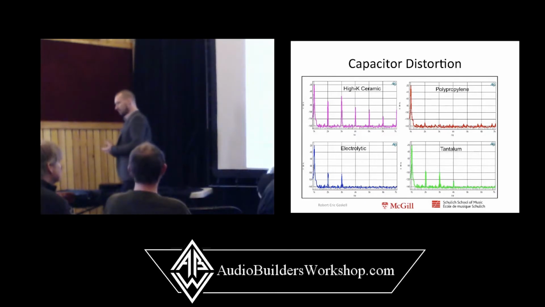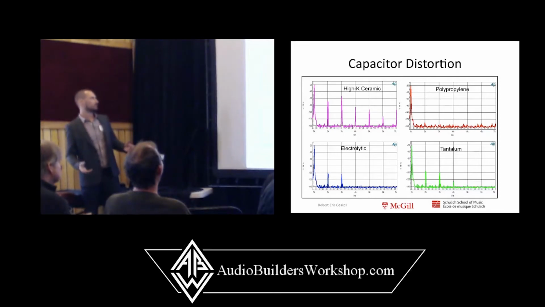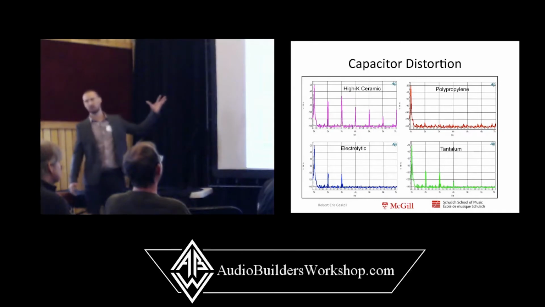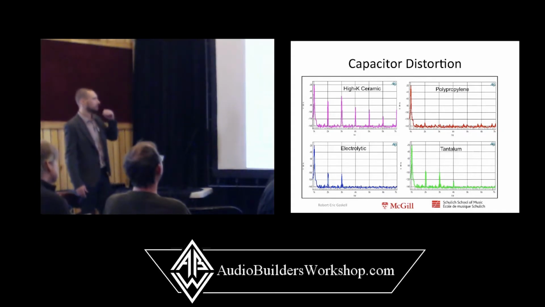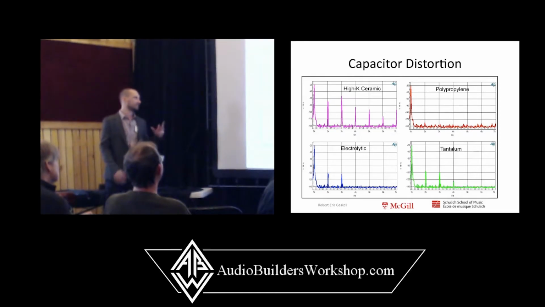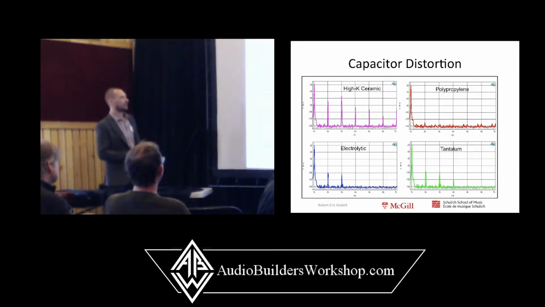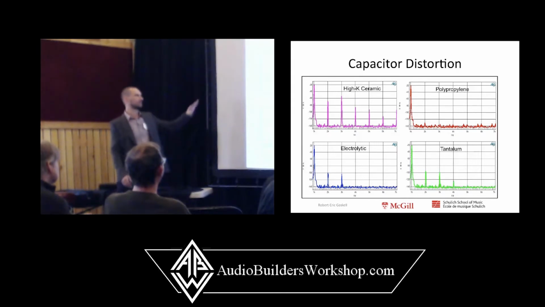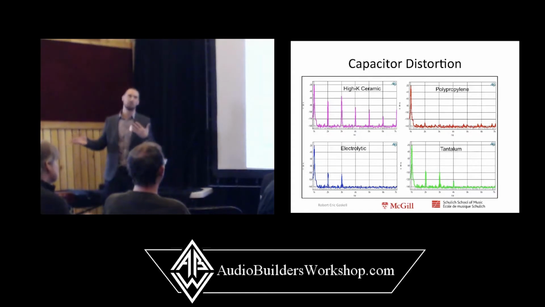So different capacitor dielectrics will behave very differently. Some of them are more linear than others. Polypropylene and PET type capacitors are generally extremely linear. High-K ceramic capacitors, not so much. Generally, we don't use those in audio. We might use other types of ceramic capacitors, but the big disc capacitors that you probably see, you just don't want to send audio through them, generally speaking.